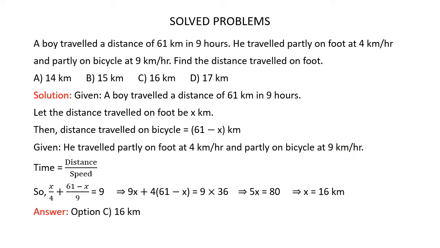It's given that the boy traveled the whole distance in 9 hours. So x by 4 plus (61 minus x) by 9 is equal to 9. On solving this, we get x is equal to 16 kilometers. That is, the boy traveled 16 kilometers on foot. So the correct answer is option C, 16 kilometers.